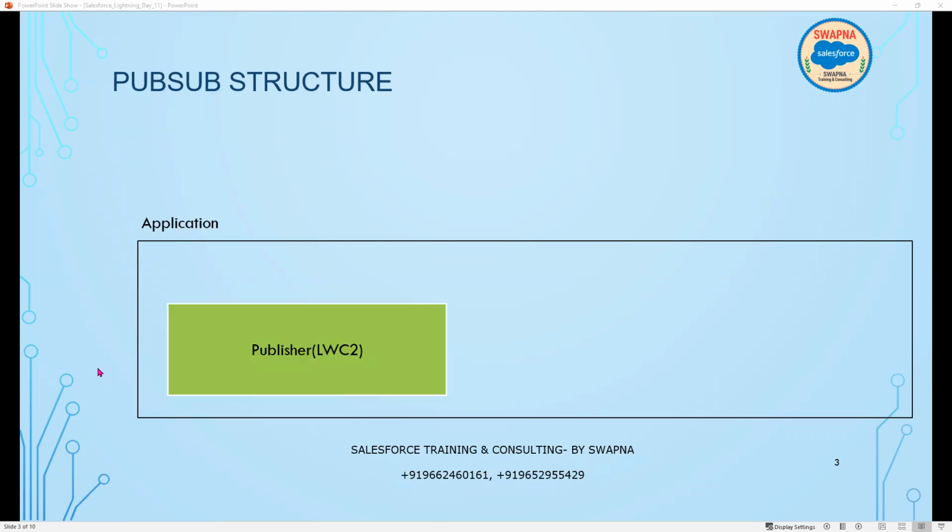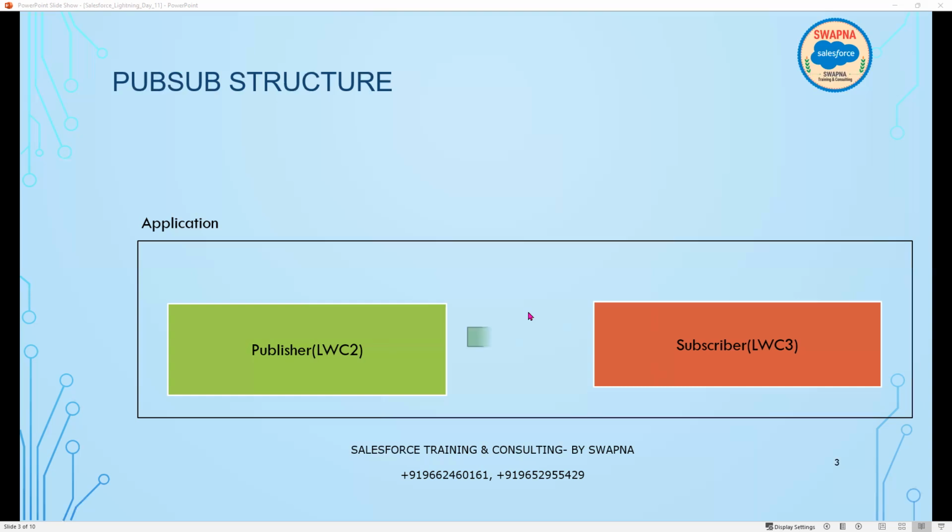So PubSub is nothing but a structure. Basically, we have a publisher and there is a subscriber. These are two different components where no connection is enabled between them. These two are individual components. If I want to enable communication between these two components, that means if the publisher wants to send data to the subscriber, we do not have a concept called component event or application event in LWC. We have something called PubSub available.